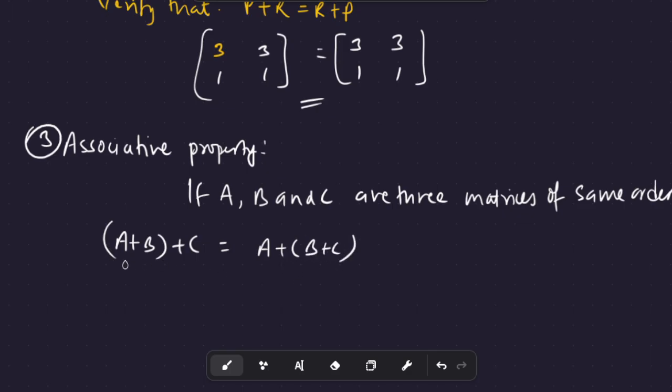Now the meaning of this bracket is we need to solve this A plus B at first, and C will be added with that result, with that sum. And here B plus C is kept inside the bracket. It means we need to solve B plus C at first, and the sum will get added with this A. Now the result of this and this will be equal. It means the answer will be the same.